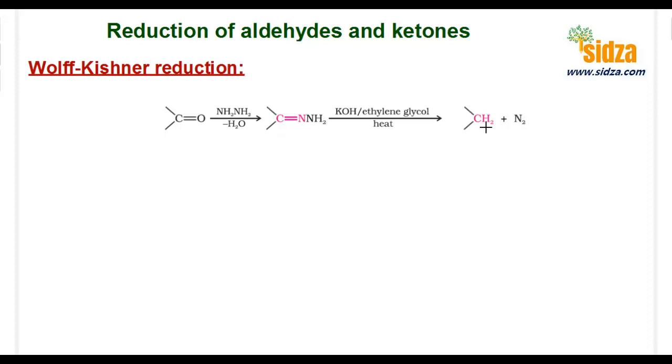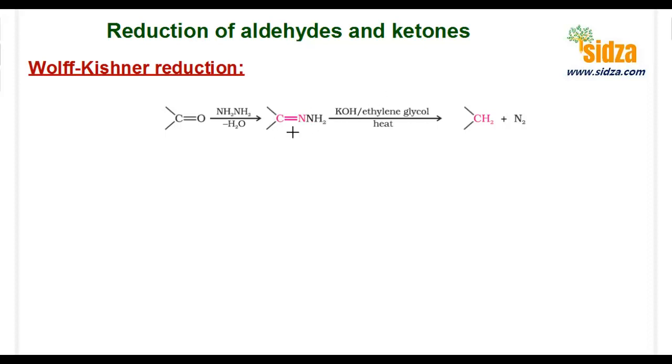We use different reducing agents here. Basically, this Wolff-Kishner reduction is a two-step process. First we take the carbonyl group and react it with hydrazine, NH2NH2. We have learned in the addition reactions of aldehydes and ketones that with hydrazine there is addition of a nucleophile on the carbonyl group, and then loss of water, and so you get a carbon double bond nitrogen.